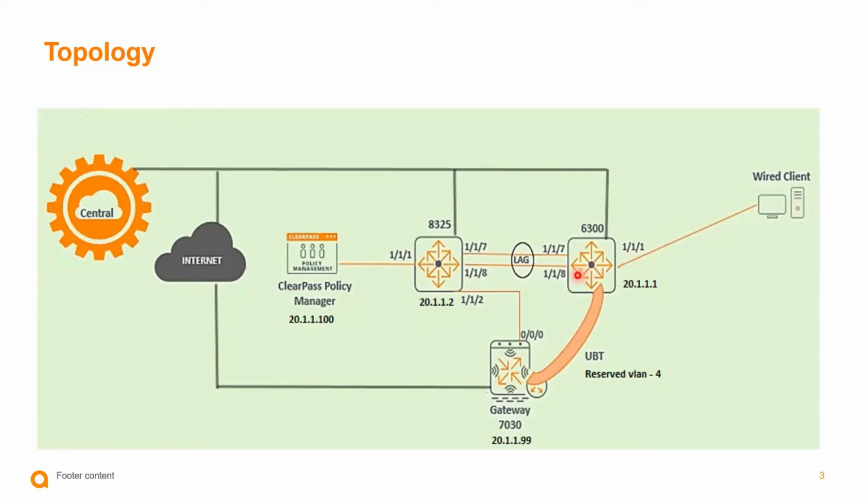Here the access switch has been connected to the aggregation switch over a LAG interface, and from the aggregation switch we have our ClearPass Policy Manager and then our Aruba gateway. So there will be a UBT channel formed between our access switch and our Aruba gateway. In this demo we'll show UBT 2.0, which is a reserved VLAN mode where we'll be using a reserved VLAN for the UBT communication. So let's start with the ClearPass Policy Manager configuration.